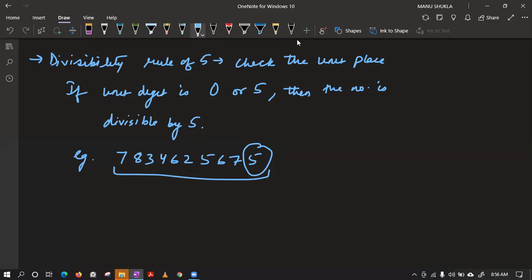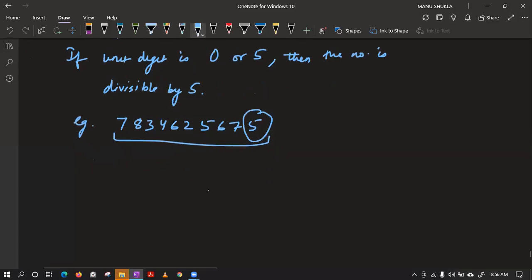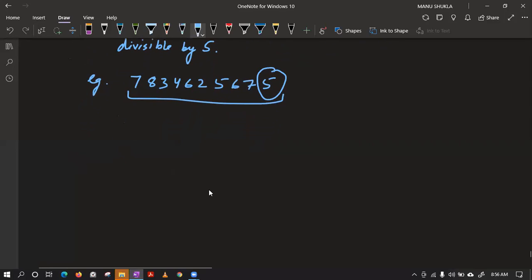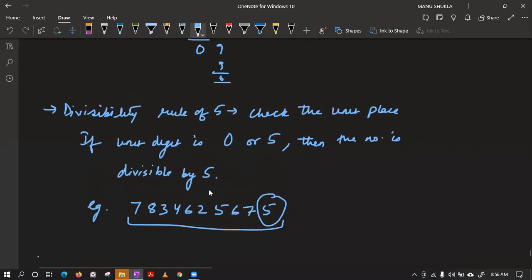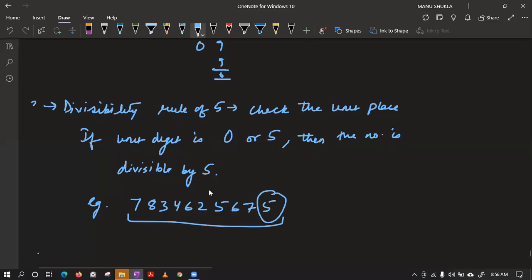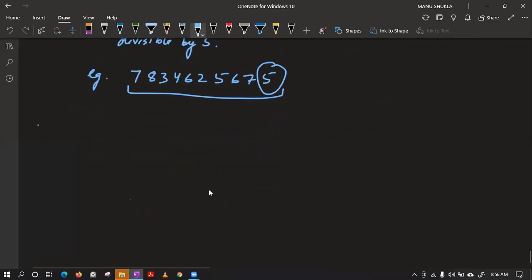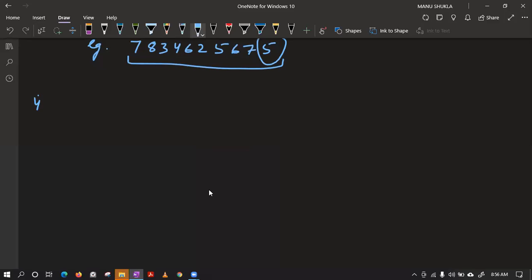So with this, 5 is done. Now we will go for the next number. Next is the fourth case, divisibility rule of 6.